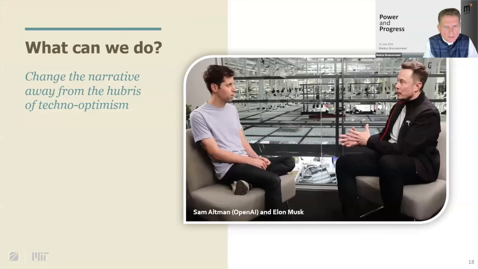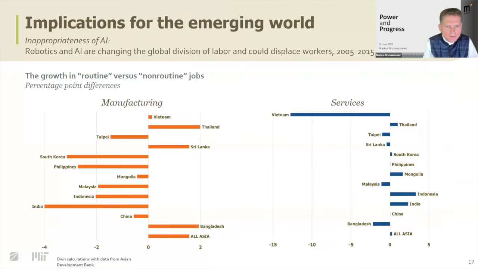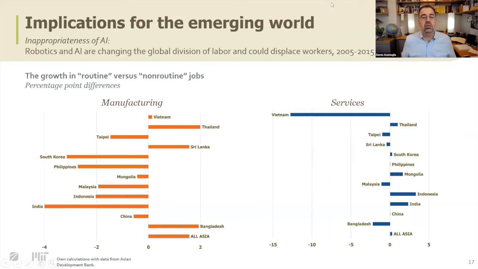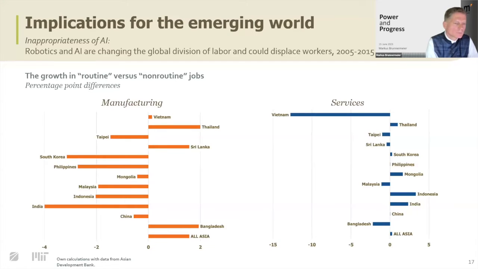So can you come back to the figure? I didn't fully understand. This is showing the change in routine versus non-routine work in manufacturing and services across these countries. And you see that in the emerging world, you're also having a decline in routine work at the same time as you're having decline in routine work in the United States and other industrialized nations. I see. Wow.